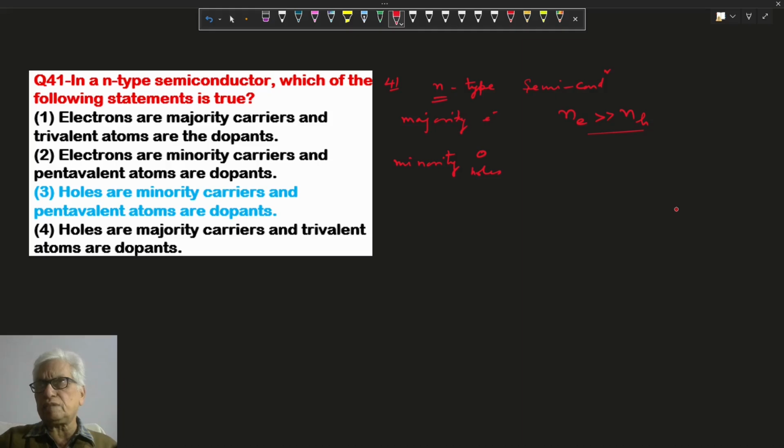So here in N type, Ne is more than NH. In P type, NH is more than Ne. So the option here is 3. It is correct.